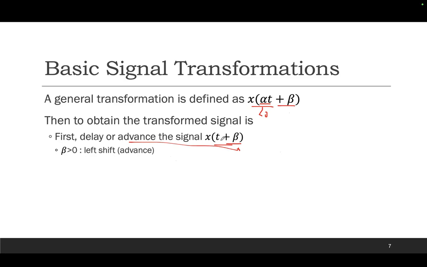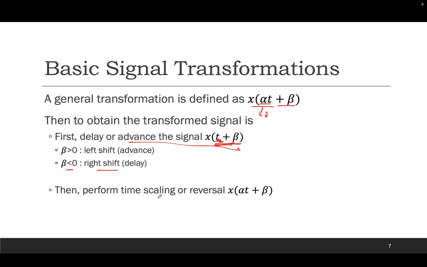To keep the total the same, t should be smaller, am I right? So it will be a left shift. That makes sense to you. If it's smaller than 1, which means if you want to keep this value the same as the original one, this one should be greater than before. That makes sense to you. So it will be a right shift. That makes sense to you.